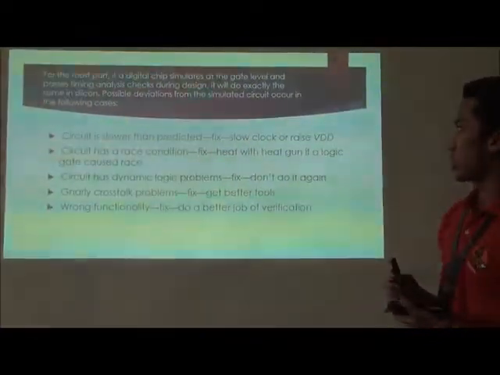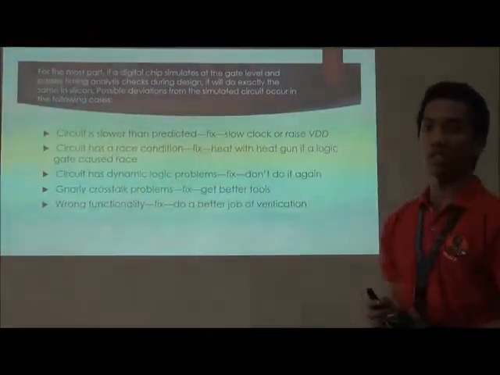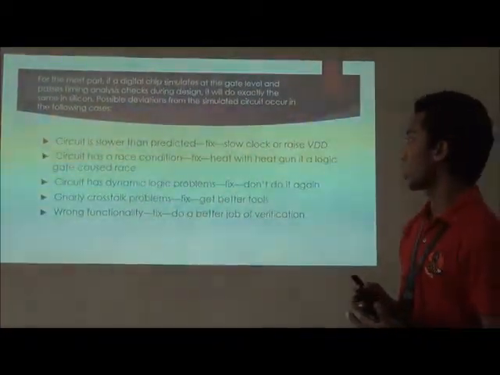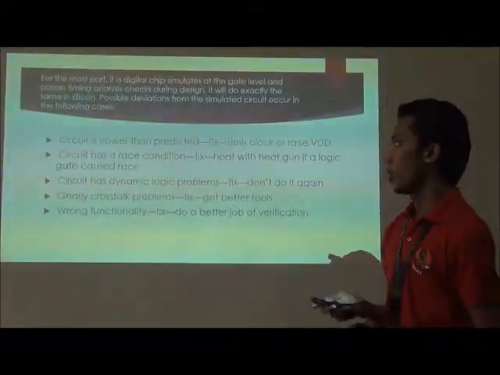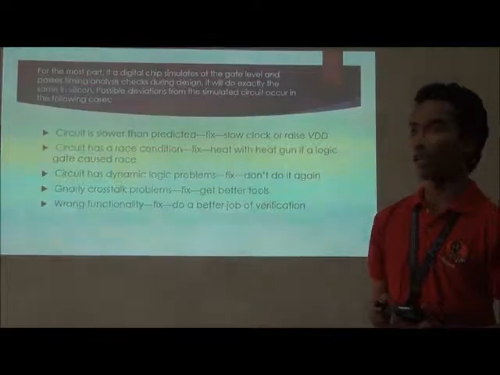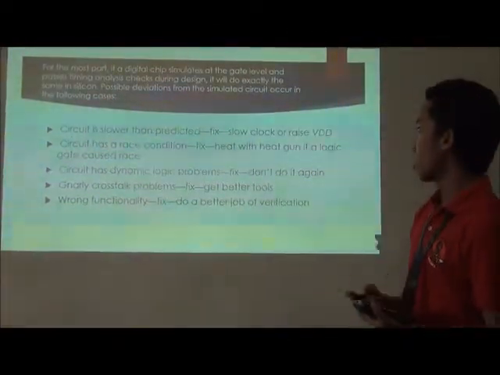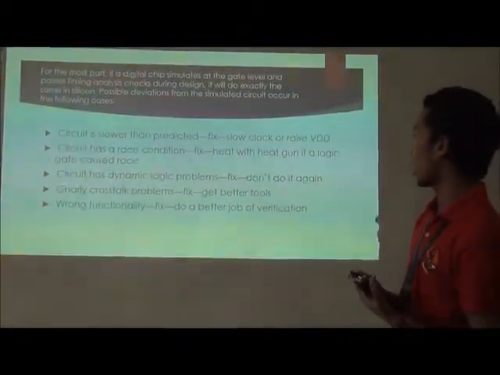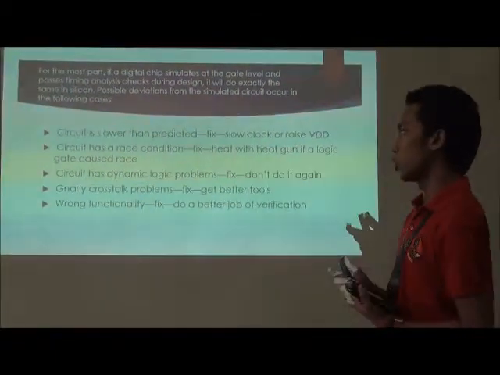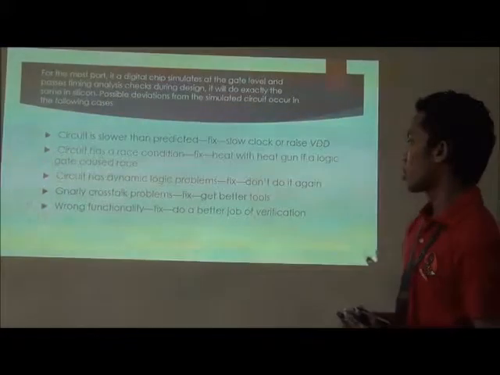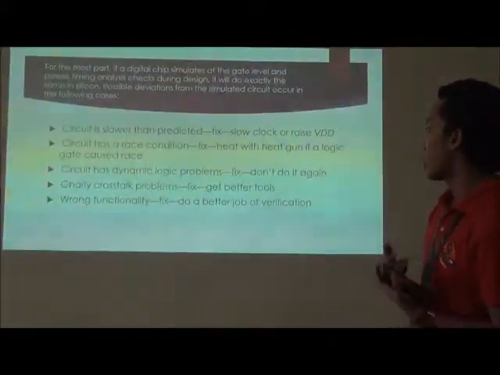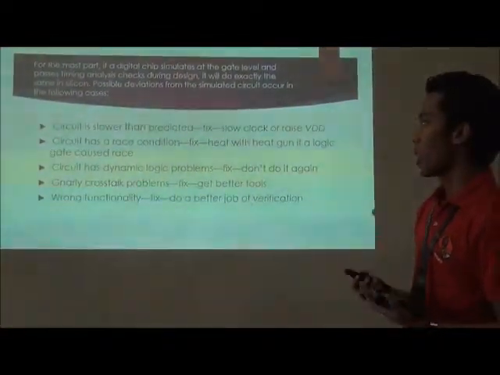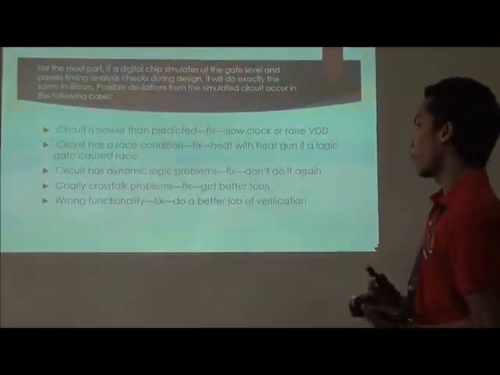For the most part, if a digital chip simulates at the gate level and passes timing analysis checks during design, it will do exactly the same in silicon. Possible deviations from the simulated circuit occur in the following cases. First, if a circuit is slower than predicted, we must fix it: slow the clock or raise the VDD. Next, if the circuit has a race condition, to fix it you must heat the chip with a heat gun to see if a logic gate causes the race. Third, if a circuit has dynamic logic problems, we must also fix it, of course, if the process is not to do it again. Next are crosstalk problems. To fix them, we must get better tools. Next, if there is wrong functionality, to fix it we must do a better job of verification.